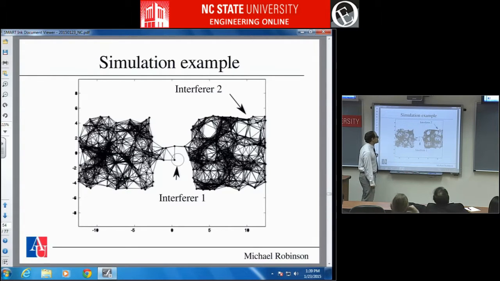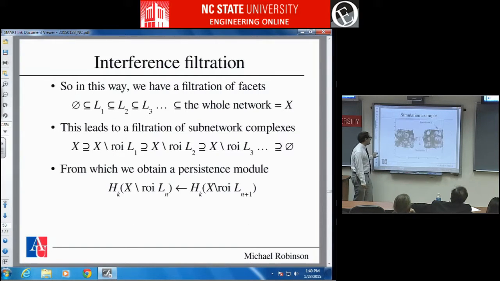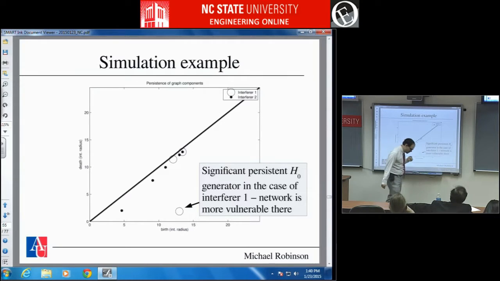And in essence, you do the usual persistent homology dance with this data, and you get something like this. This is computed using the homological tool Perseus, which runs very nicely.